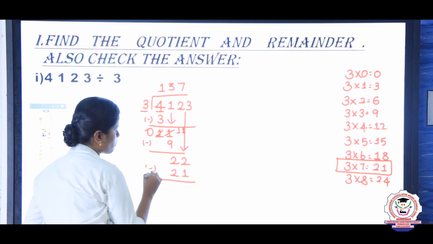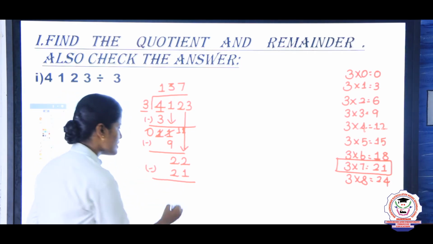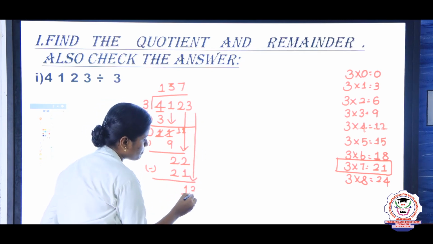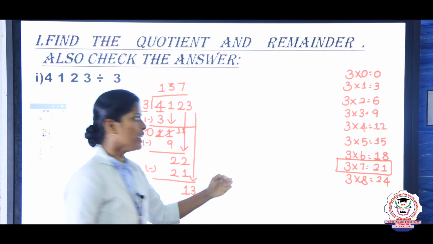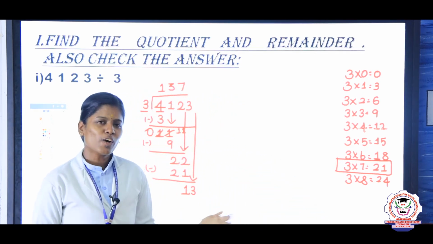Now we are going to subtract this. What is the answer? 2 minus 1. Very good. The answer is 1. Then we should bring down next 3. Now we are going to check in 3 table of 13 or not. 3 table of 13? No, it is not there.